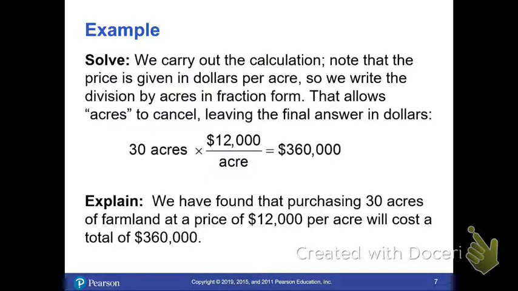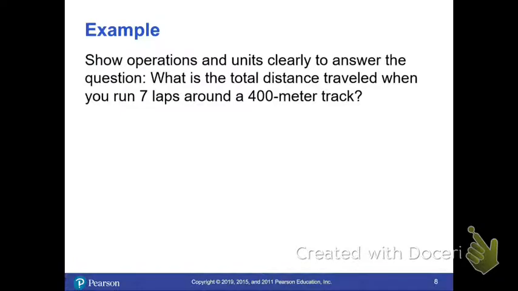And so now when we explain, we found that purchasing 30 acres of farmland at a price of $12,000 per acre will cost a total of $36,000. Okay? And again, think about, does this make sense for what we're talking about? So our next example says we want to show our operation in units clearly to answer the question. What is the total distance traveled when you run 7 laps around a 400-meter track?